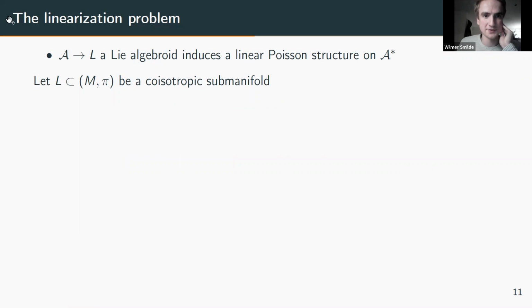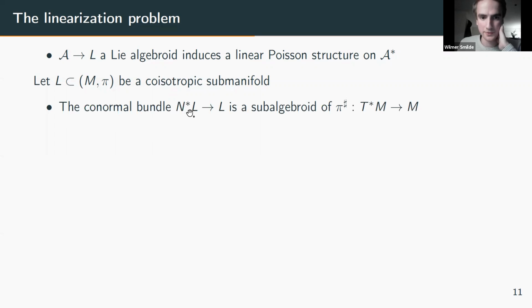So let us first remind you all that any Lie algebroid over some manifold L induces a linear Poisson structure on the total space of its dual. All right, so we need this kind of correspondence. It's even the other way around. If you have a linear Poisson structure on the total space of its dual, then it induces a Lie algebroid structure over here.